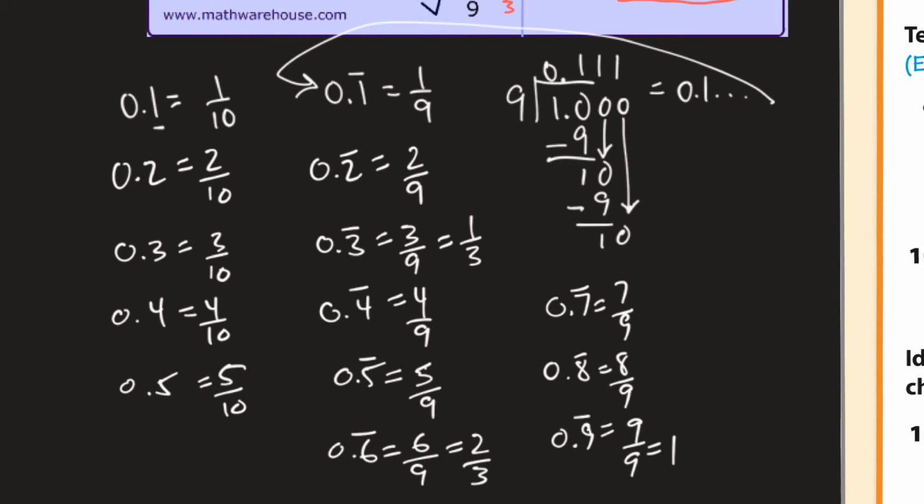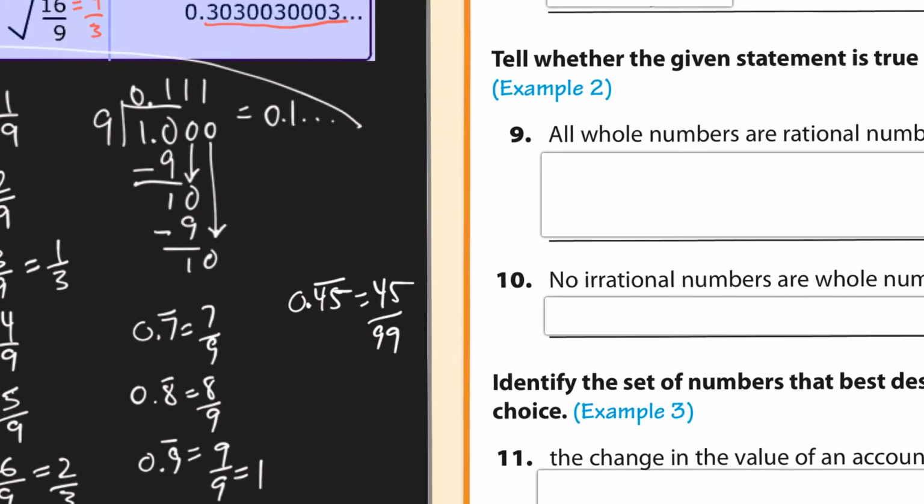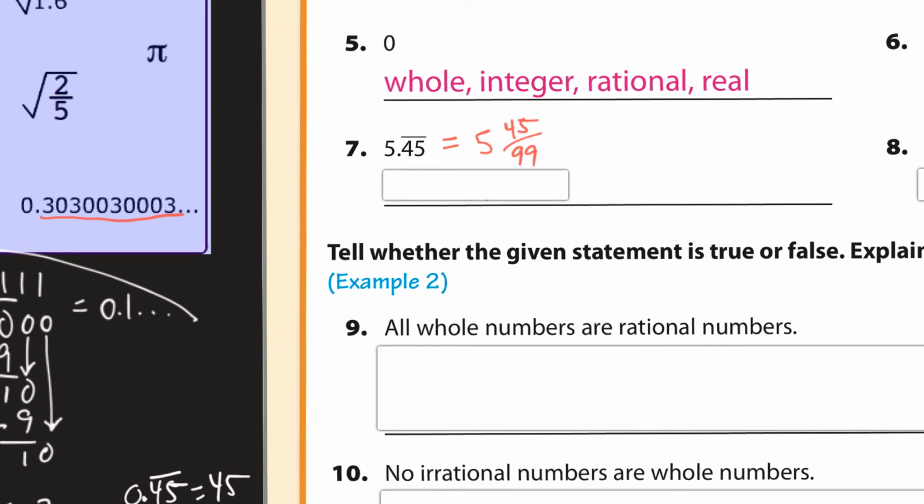But we're going to be using this idea here to answer this. So if you have 0.45 with a bar over it, that's 45 over 99. See, however many numbers are under the bar is how many nines you're going to have in the denominator. All right. So we're going to use this here. That's why I have 45 here.